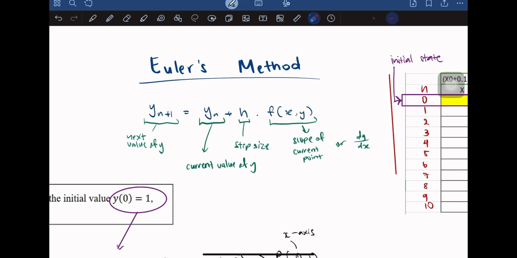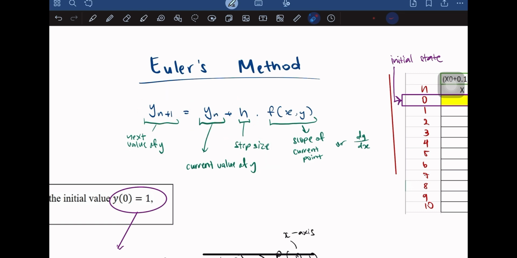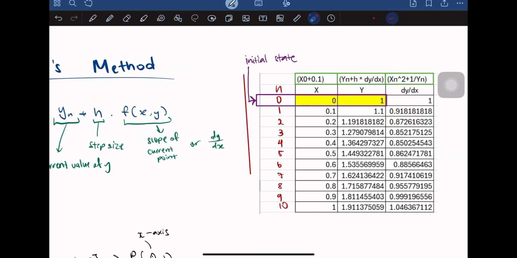Today we're discussing Euler's method. This is a numerical way to estimate the solution of a differential equation, and here is the formula. y_{n+1} refers to the next value of y, y_n refers to the current value of y, h refers to the step size, which moves along the x-axis, and f(x,y) refers to the slope of the current point, or dy/dx. n refers to the step number, which increases from 0 onwards.